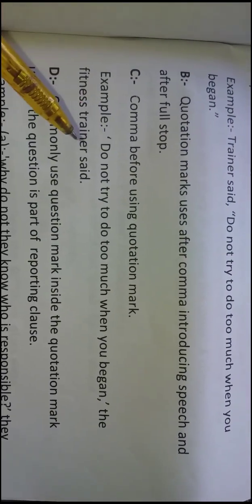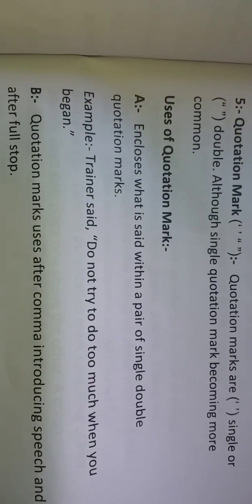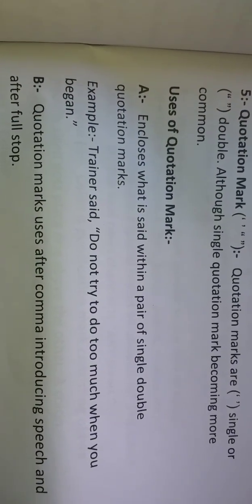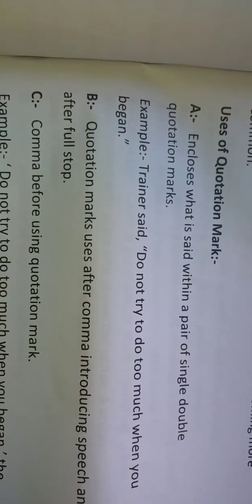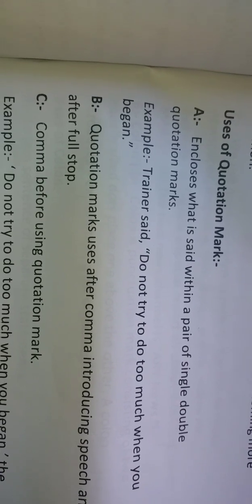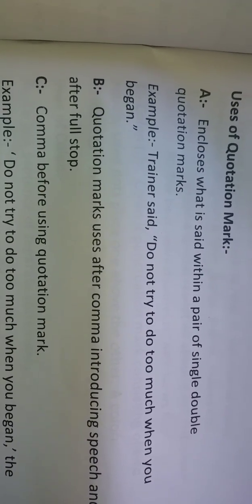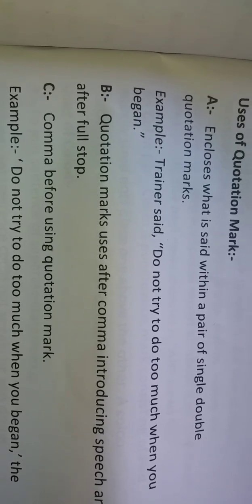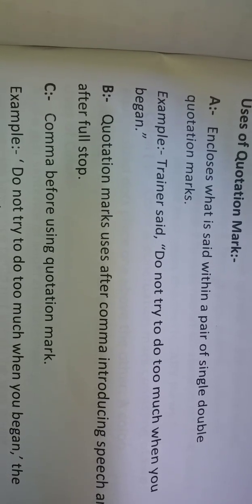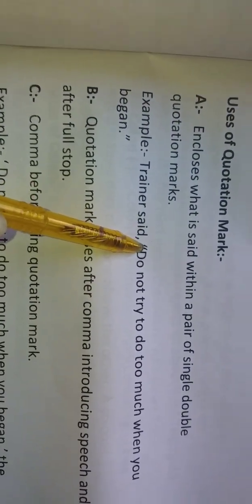So in this sentence, the punctuation which we discuss is the quotation mark. The quotation mark will be single or double. Here we discuss the uses of the quotation mark. The quotation mark is used when someone is quoting something. As you see in the example, the trainer said, "Do not try to do too much when you begin." So when someone is quoting something, before it we also place a comma, and then our quotation mark.